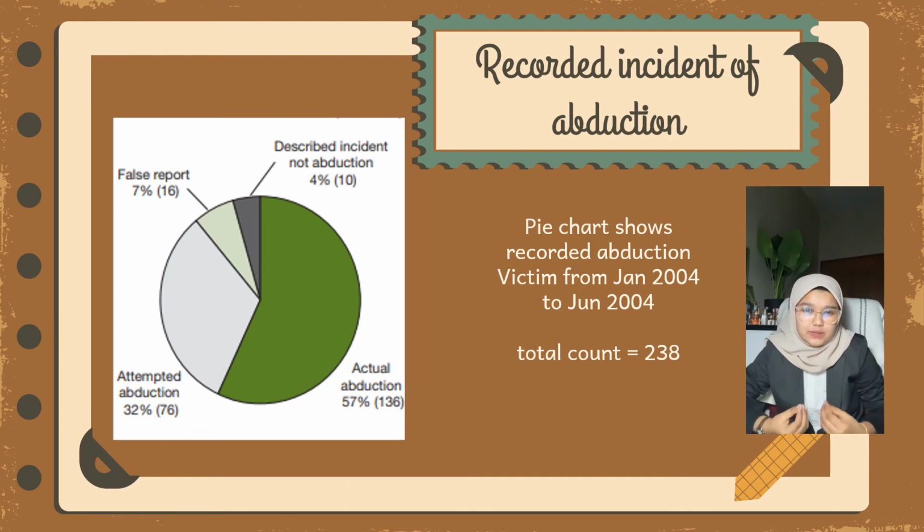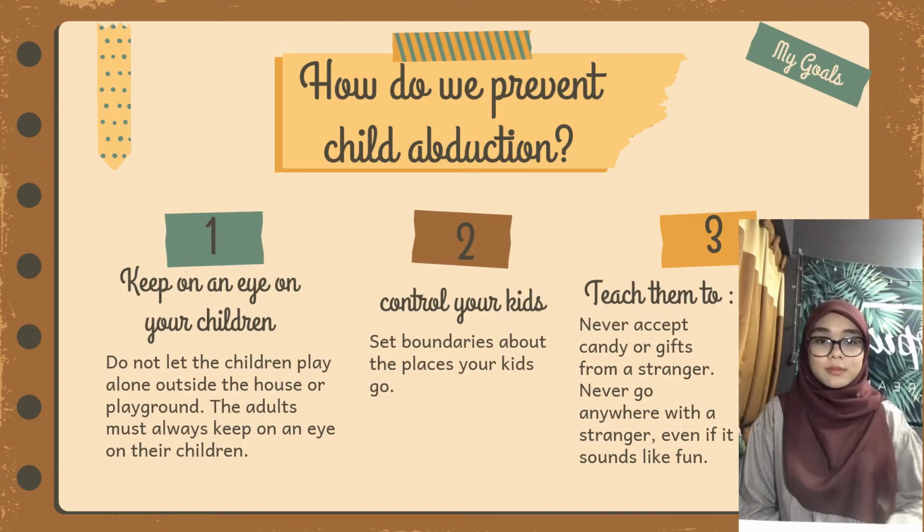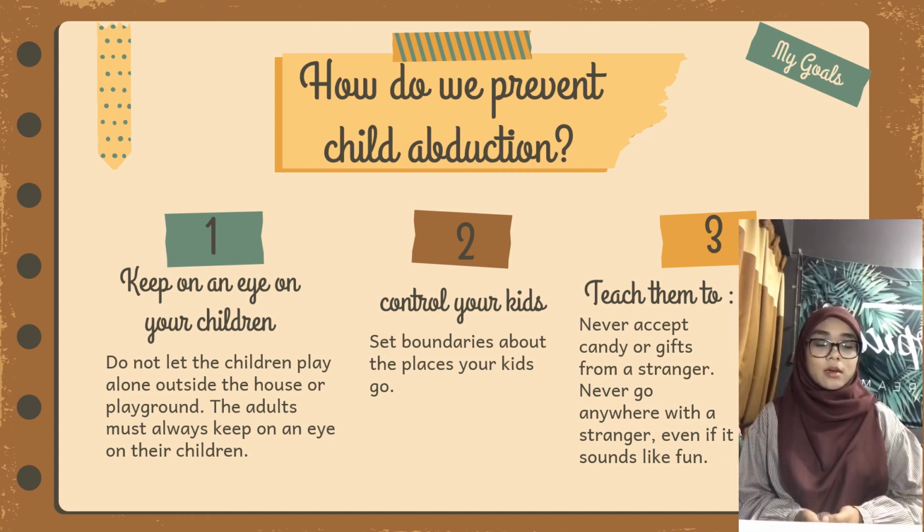In conclusion, since actual and attempted abductions were the majority of incidents, it is clear that child abduction should be taken seriously by everyone with children. The least percentage of incidents was the one described as not an abduction, and it supports that child abduction is really an issue. All things considered, clearly child abduction is really happening, but there are ways to prevent it. After all, what really matters is how we deal with it.